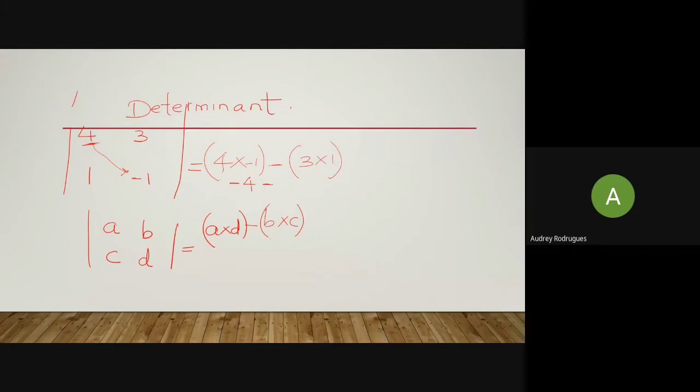Minus, this minus will be here as it is. 3 into 1, 3. So minus 4 minus 3 will give us minus 7. So the value of this determinant is minus 7.